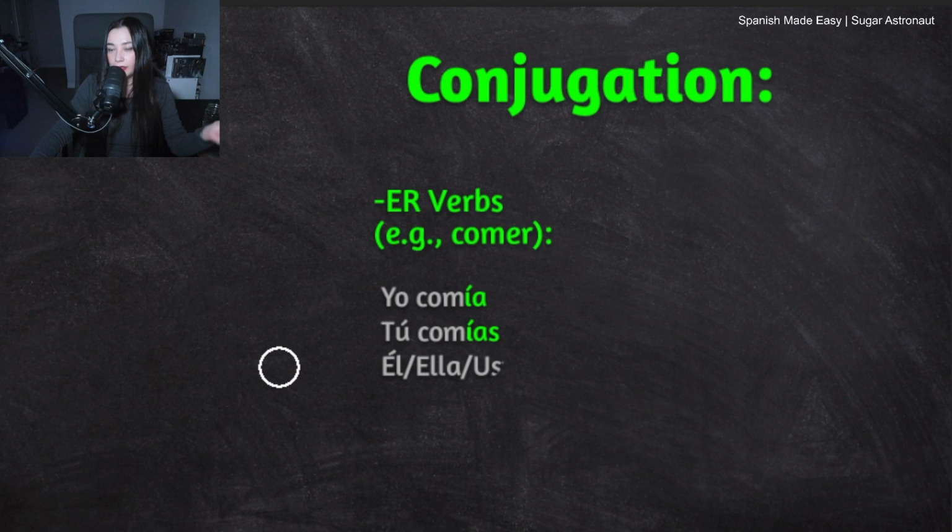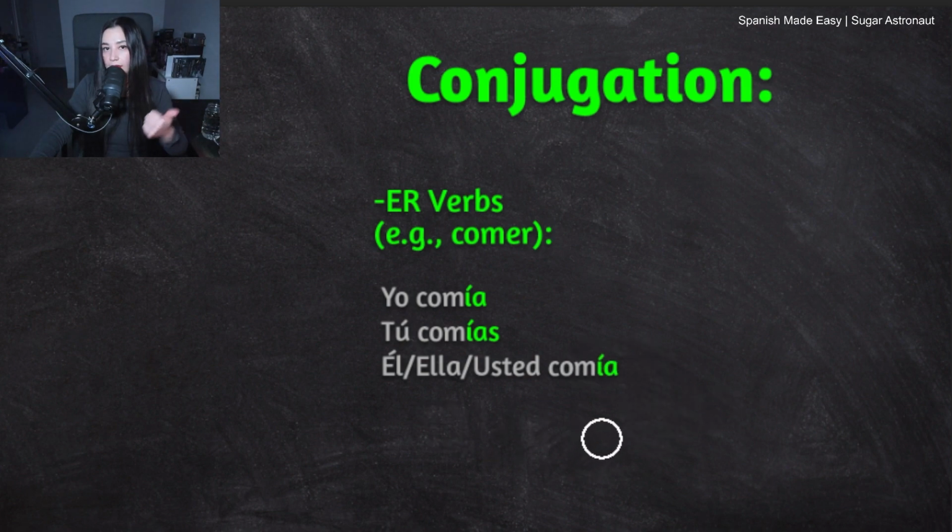Remember, it can mean other things like I used to eat. It could mean I used to eat. So it depends on the use that you want to give it. Do you remember the 3 uses that we just talked about? So just remember that. Él, ella, usted comía. He was eating, she was eating, or you, formal, were eating. Okay?